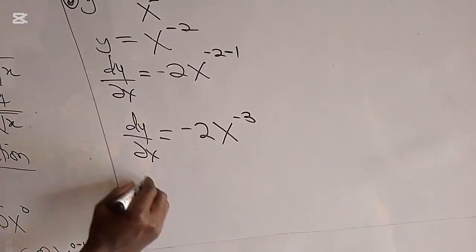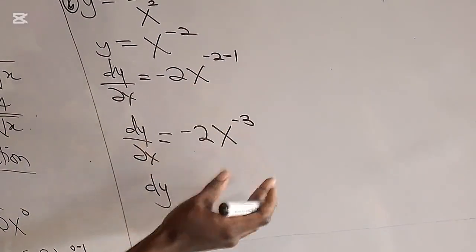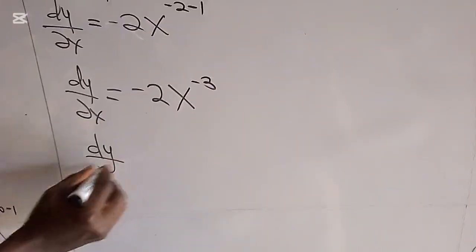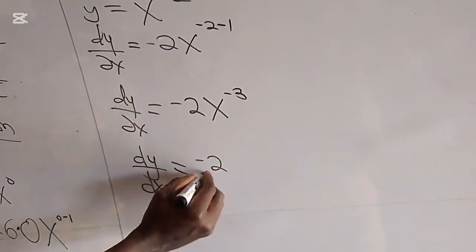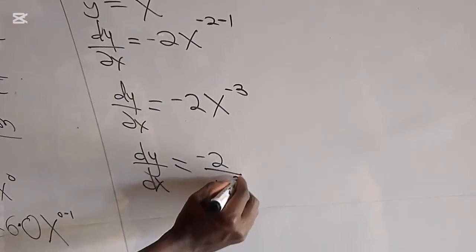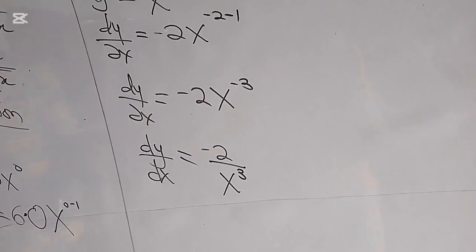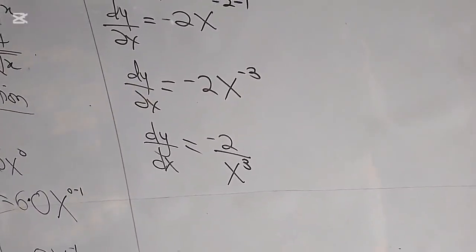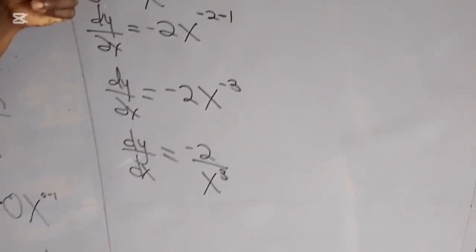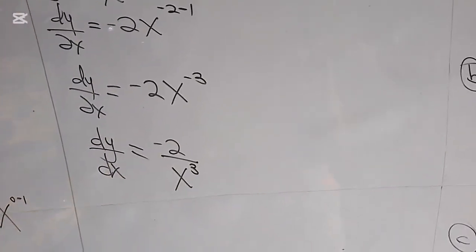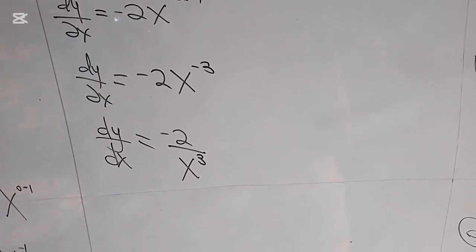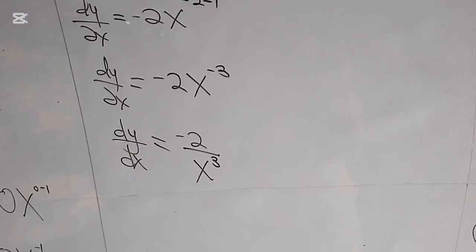Then our final answer, when you leave it like this, is equally correct. But if you want to show a bit of maturity in mathematics, then you can write negative 2 over x exponent 3. So when you are given this function to differentiate, when you use the power rule, this is what you'll be getting. Negative 2 over x exponent 3.